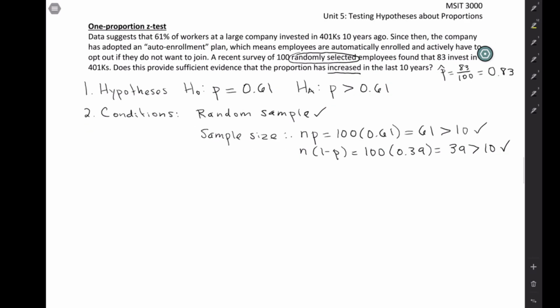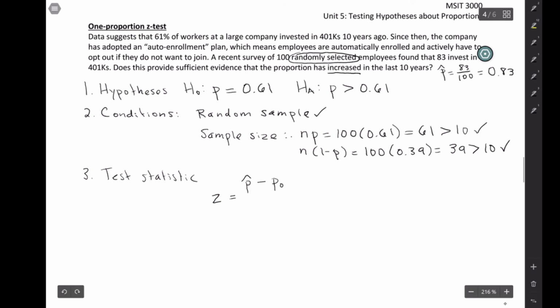Okay. The third step is to calculate our test statistic. So that's the standardized statistic, which gives us a little more information than p hat on its own. So this is going to be a z statistic, and you take your actual sample value p hat, and you subtract the value from the null hypothesis, and people write it as a p with a little 0 to show it comes from the null hypothesis. And then you're going to divide by the standard error.